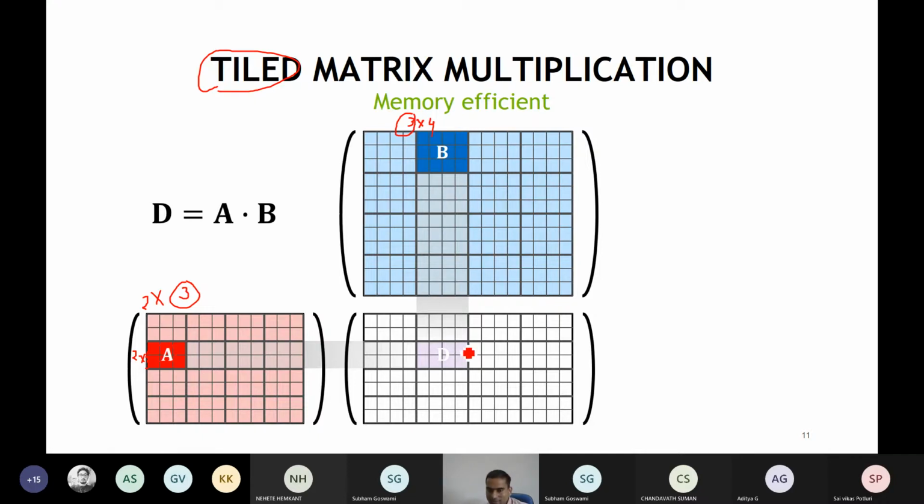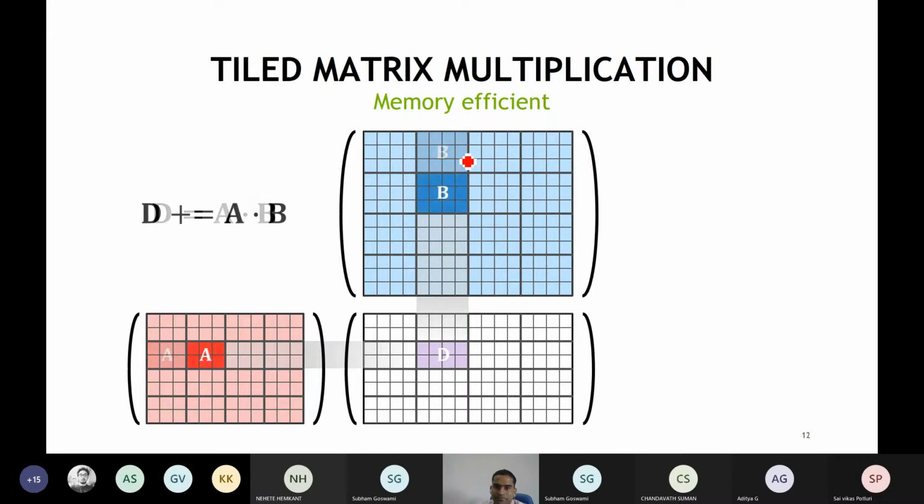And now you can see the shading I have done is purposefully light. That means if you just multiply this A with B, your answer D is not complete. You need to do more multiplications. Then I take this A and this B. Now you can see this is darker. Then I take this A and B, this is darker. And when I take this A and B, it is even darker. That means finally this answer is complete.